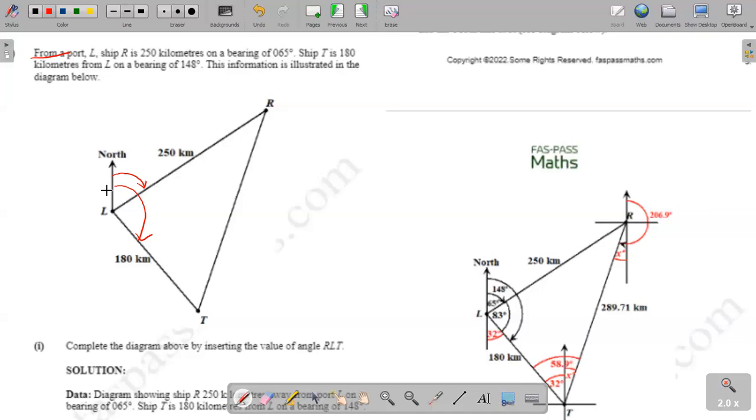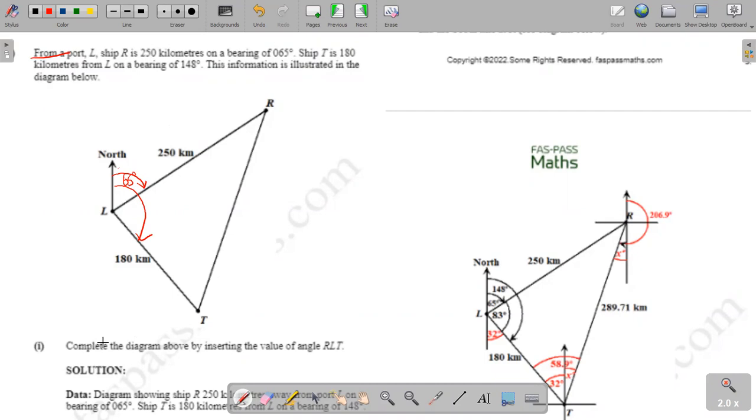Okay? All right, so let's read what they tell us. They say ship R is 250 kilometers on a bearing of 65. That means that this angle in between here is how much? 65 degrees. Do we agree with that? So that means from here to here is 65 degrees. Everybody agree? And they gave us the distance. Now you realize some of the information they put in the diagram and some they do not. You get marks for completing the diagram, eh?